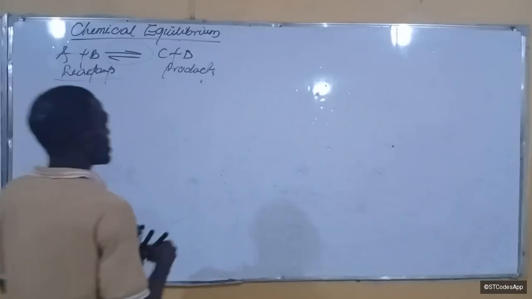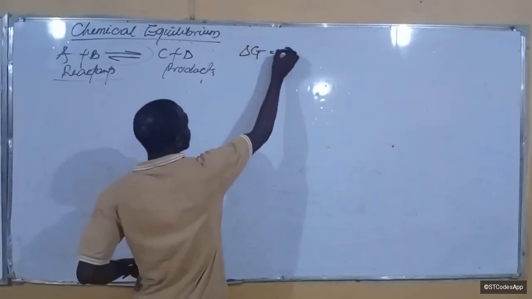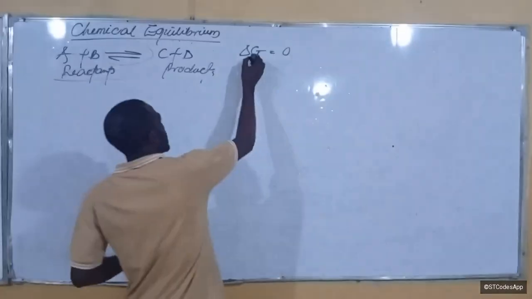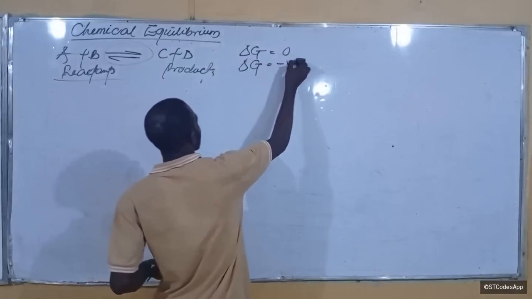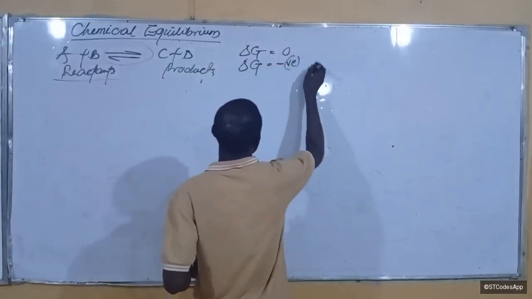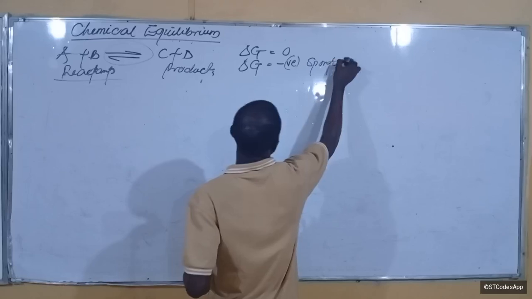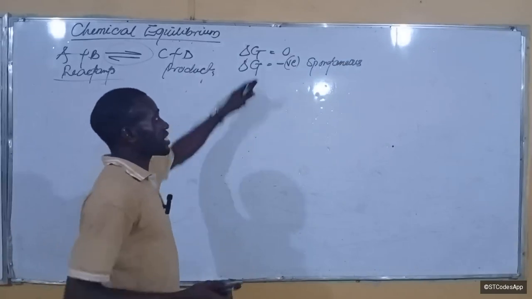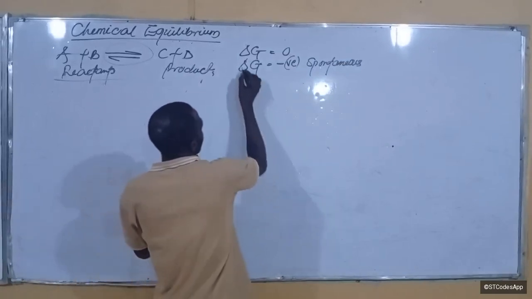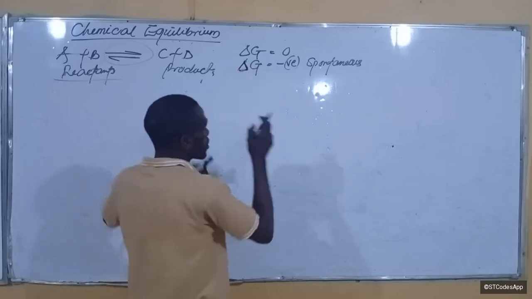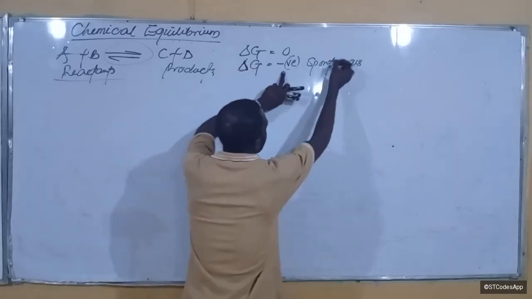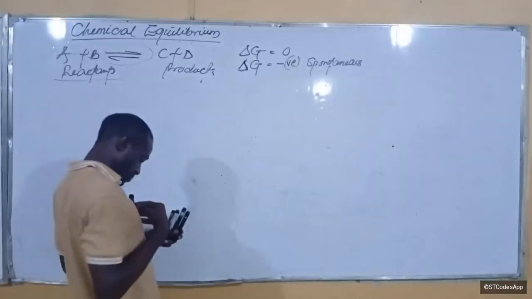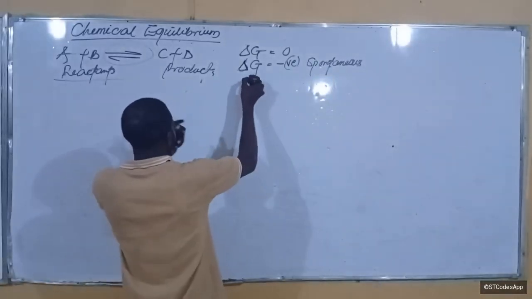When you calculate your Gibbs free energy and your change in Gibbs free energy gives you 0, that is a reaction in equilibrium. Remember also that if your change in Gibbs free energy gives you a negative value, that is a reaction that is going to be spontaneous. So that's why Gibbs free energy tells us about the feasibility, or more like spontaneity, of a reaction. Basically when it is negative, the reaction is spontaneous. Spontaneous means that it can happen on its own, without any external influence.